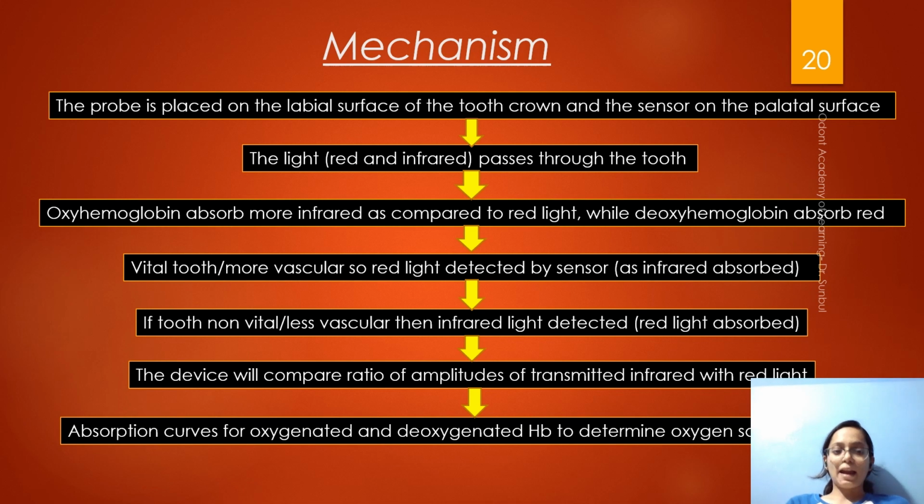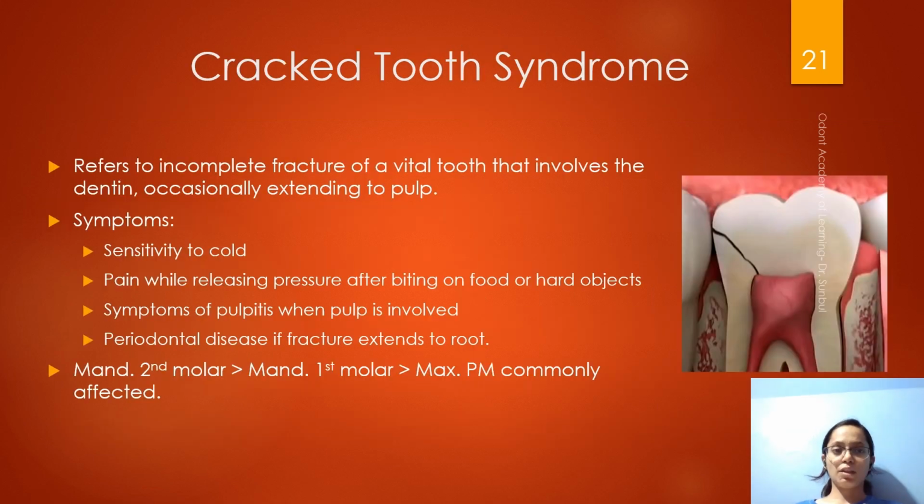Okay, and if the tooth is non-vital, then the infrared light will be detected. So this device will compare the ratio of amplitudes of the transmitted infrared light and the red light that will be detected on the sensor. Okay, then there will be a graph that will be produced that will tell the oxygenated hemoglobin level and the deoxygenated hemoglobin level. Okay. The next one is cracked tooth syndrome.